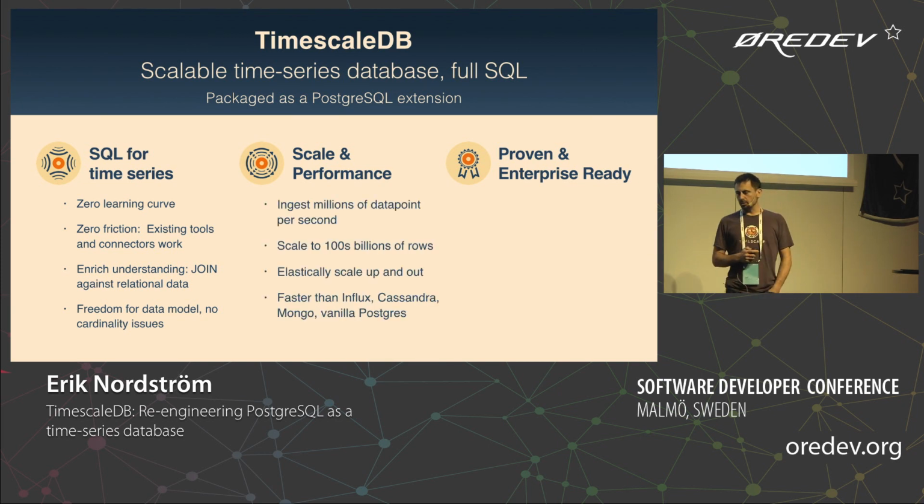So with TimescaleDB, you also get scale and performance. You can ingest millions of data points per second, up to hundreds of billions of rows. And it's easy to scale up and out, and I will talk more about this later in the talk. I will also talk about some performance benchmarks we've done against other competitors or traditional databases, and show that it's mostly faster or equivalent in performance for some queries.